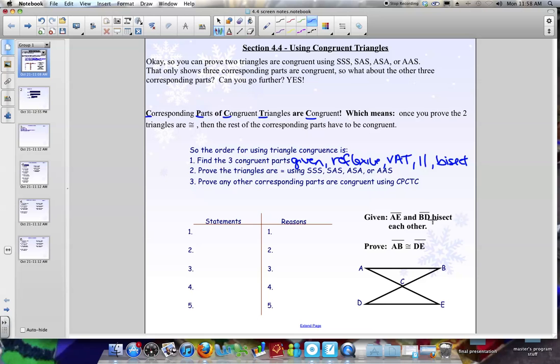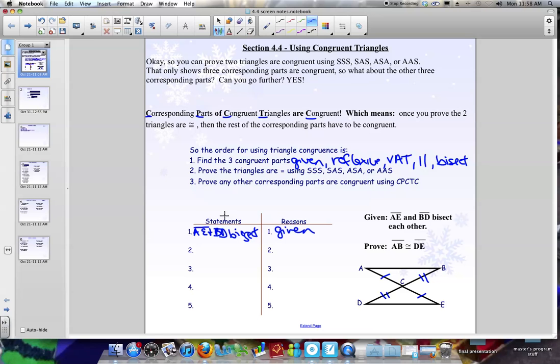An example right here. Okay, we are given that AE and BD bisect each other. So that's a given piece of information. We will write that in: AE and BD bisect each other. Because they bisect, that gives us some congruent pieces. Okay, bisect means to cut in half. That means AE is cut into 2 equal parts, and that means BD is cut into 2 equal parts.